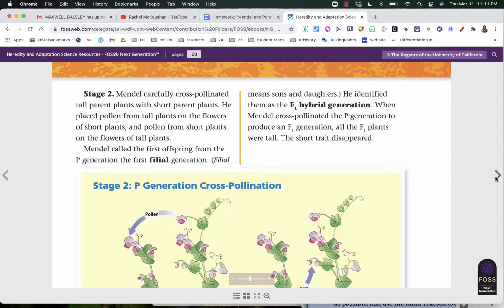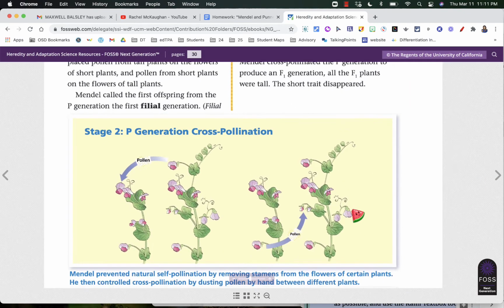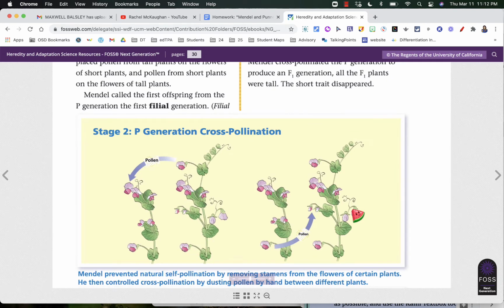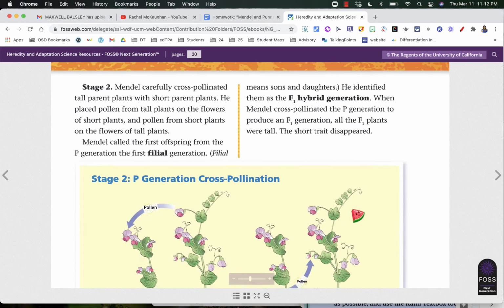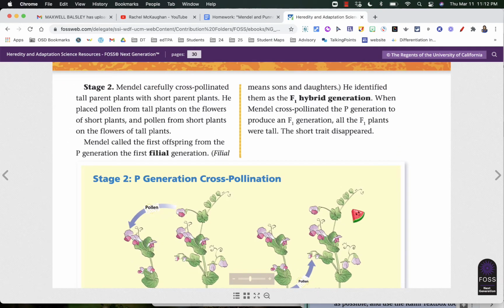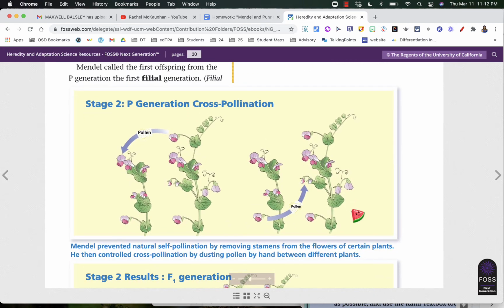Stage 2. Mendel carefully cross-pollinated tall parent plants with short parent plants. He placed pollen from tall plants on the flowers of short plants and pollen from short plants on the flowers of tall plants. Mendel called the first offspring from the P generation the first filial generation. Filial means sons and daughters. He identified them as the F1 hybrid generation. When Mendel cross-pollinated the P generation to produce an F1 generation, all the F1 plants were tall. The short trait disappeared. Ooh, mystery in the garden.